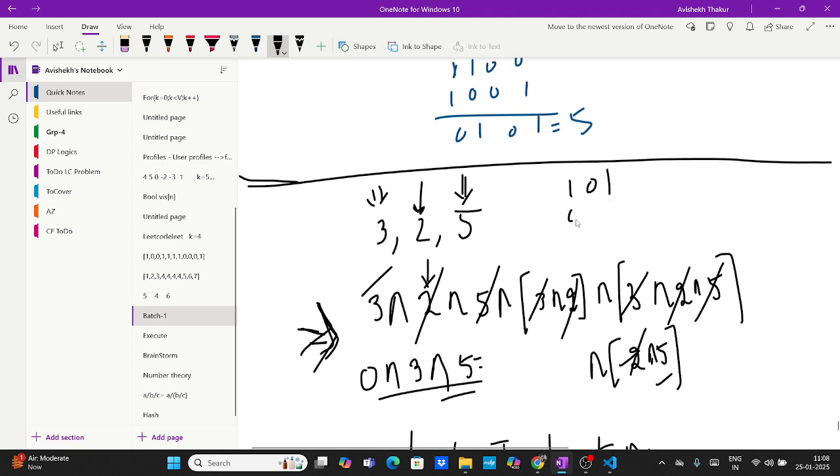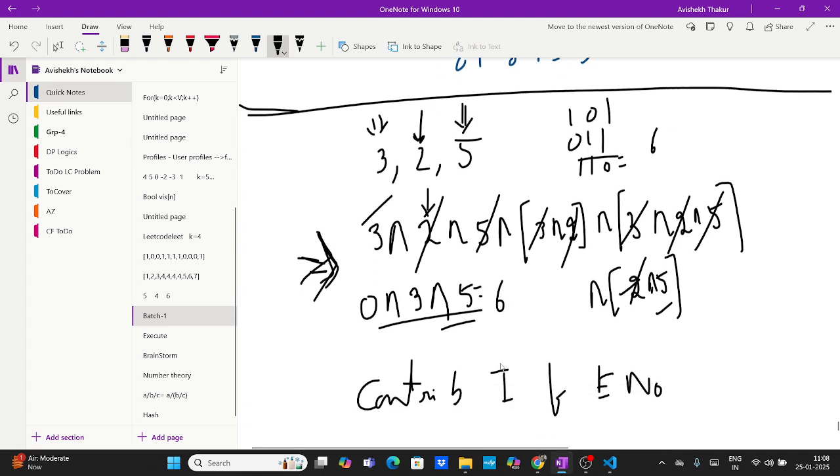3 XOR 5 is how much? 101, 011. 1 XOR 1 is 0, 1 XOR 1... So can I say the answer is 6? In fact, if you do this computation, the answer will turn out to be 6. Okay, got it.